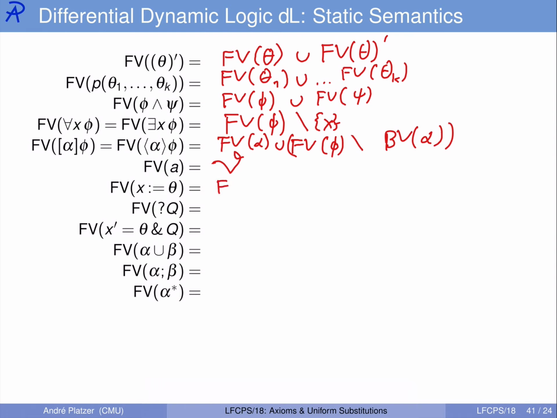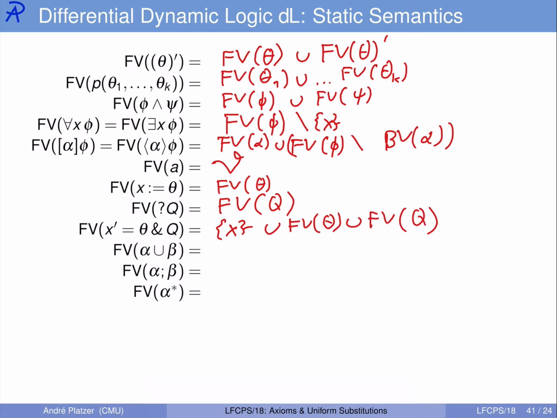For an assignment, it's just whatever the right-hand side is reading. For a test, it's just whatever the formula is reading, so has as free variables. For a differential equation, oh, I know. We're reading the initial value of x, right? And then anything that the right-hand side is depending on and anything that the evolution domain constraint is depending on, we're reading as free variables. For a choice program, it's any variable that's free on the left-hand side because we might be reading it by running it, and every variable that's free on the right-hand side.